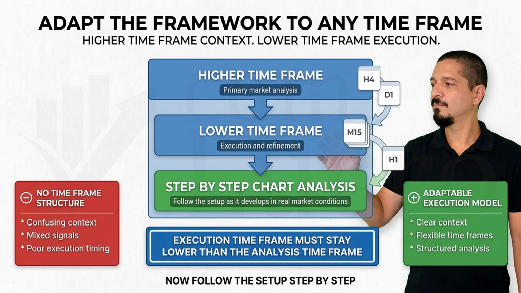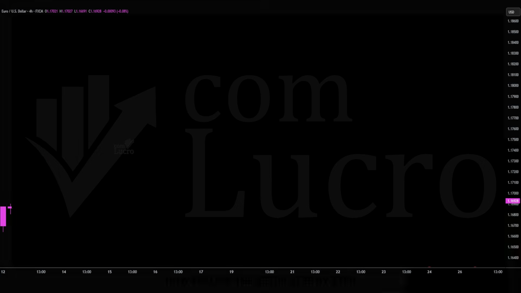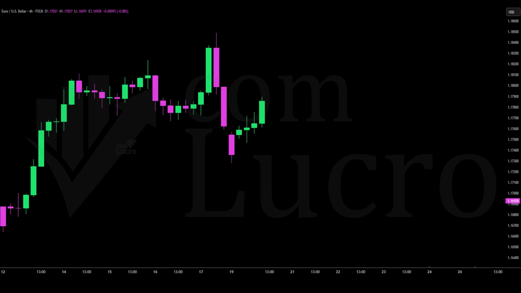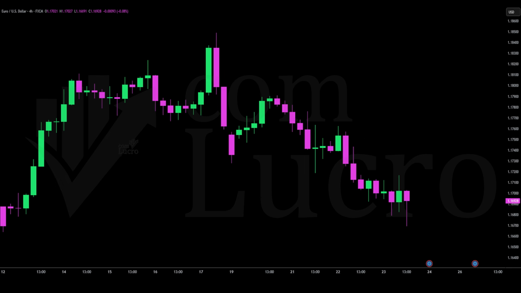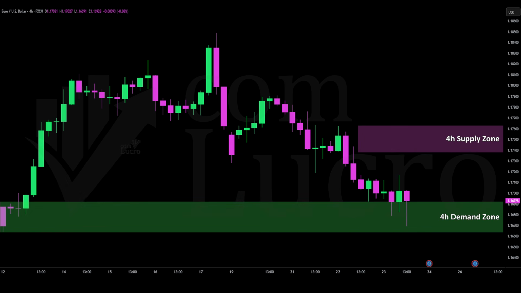The main rule is that the execution time frame should remain lower than the higher time frame used for the primary market analysis. With the framework now explained, we can begin following the chart step by step and observe how the setup develops in real market conditions. Let's begin by opening the 4-hour chart to identify the key zones and understand the broader market context. In this case, we have marked two important order blocks, one demand zone and one supply zone. Since price is currently trading inside the 4-hour demand zone, the next step is to move down to the 1-hour chart and look for a possible structural shift that could provide a high probability trading opportunity.